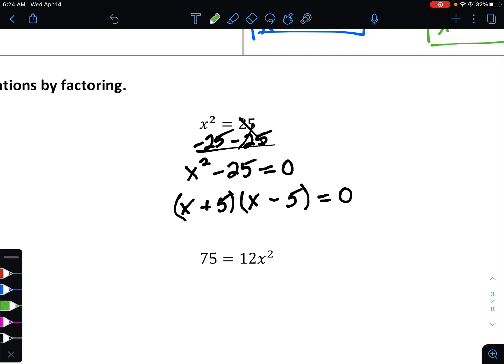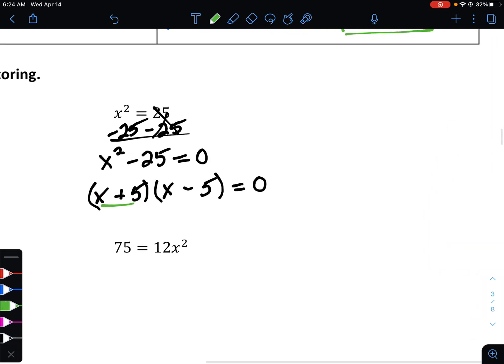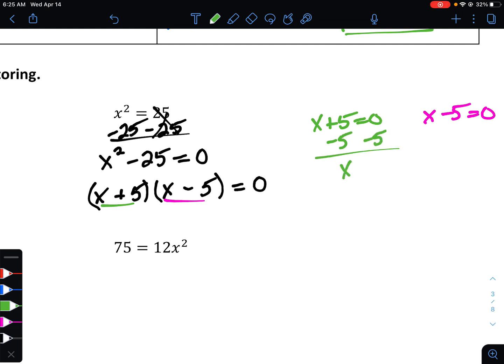Now we're ready to go ahead and use that zero product property. So set each of those equal to 0. So that would be that x plus 5 is equal to 0, and also that x minus 5 is equal to 0. Now we're ready to go ahead and solve. So let's go ahead and solve each of our equations. For the one on the left, we'll end up with x being equal to negative 5. And for the one on the right, we'll end up with x being equal to positive 5.